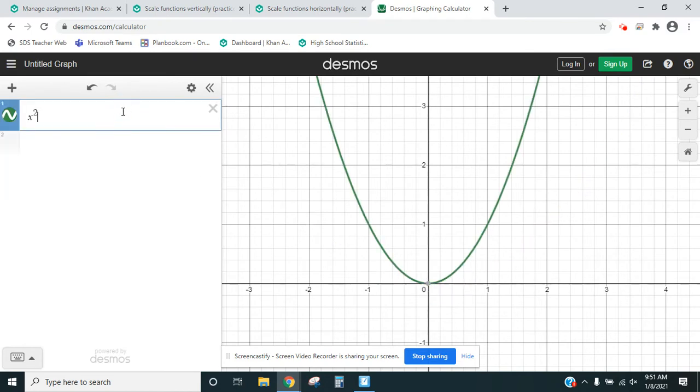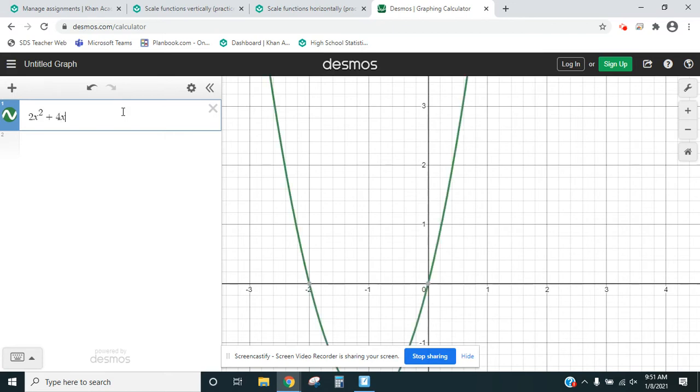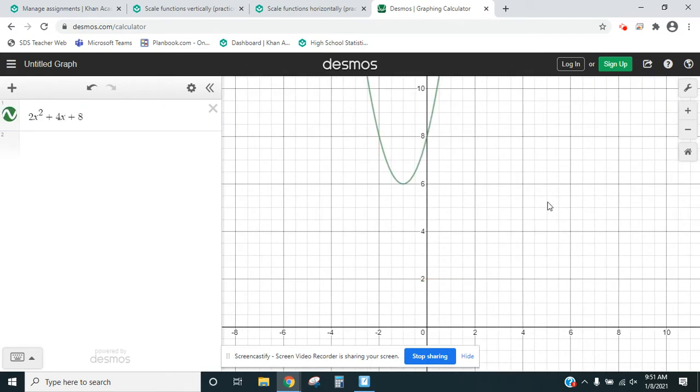So let's go to an example again like this one. Throw in some numbers here. 2x squared plus 4x plus 8. I have to zoom back out to find this one. All right, there it is.